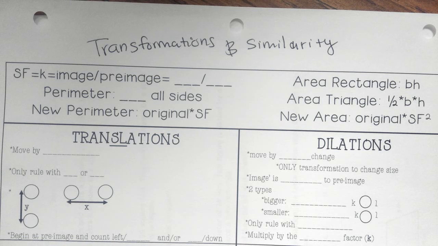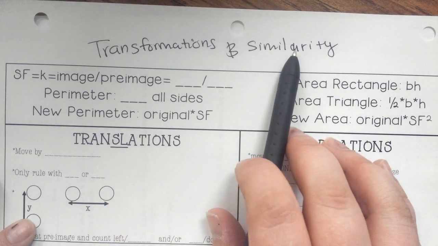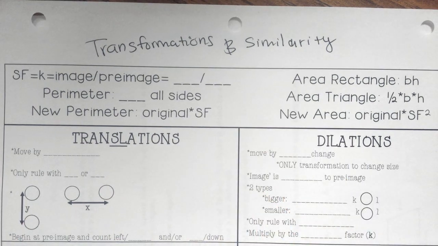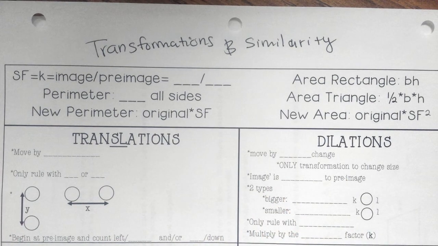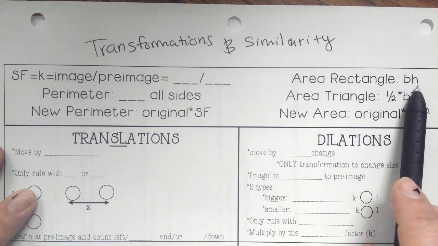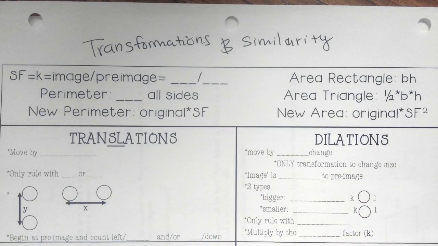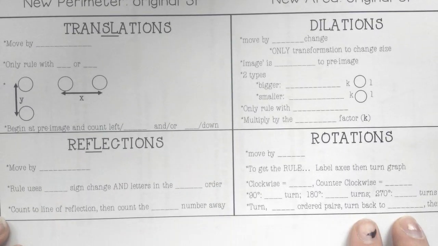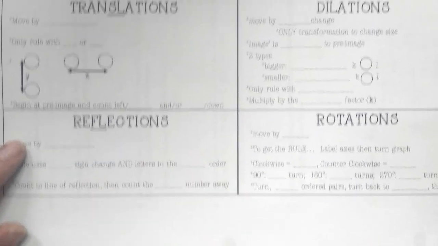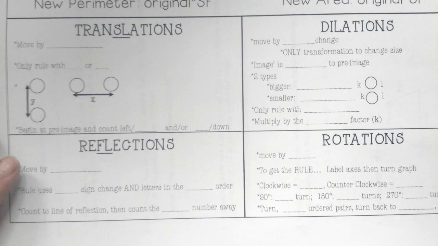Okay, this video is going to go over the transformations and similarity cheat sheet that we're making in class today. And I'm going to skip this top part because it talks about similarity and changing dimensions specifically. So what I'm going to do is start with all of the transformations. Remember, transformation meant to move.